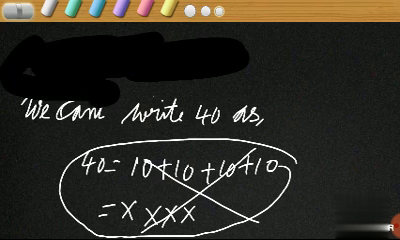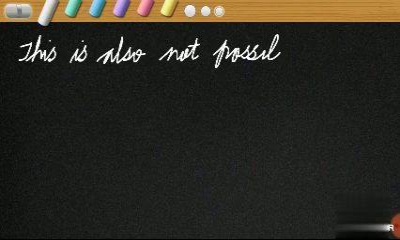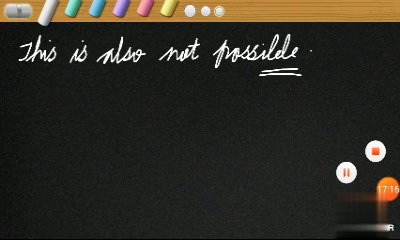This is also not possible. Write down. This is also not possible. Okay, so this is our B section of Rule 1. Now, let's move on to section C of Rule 1.